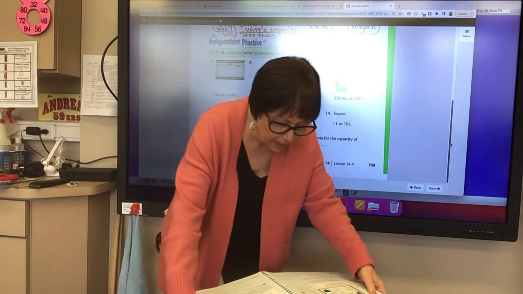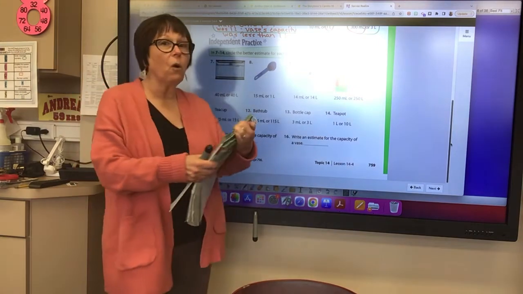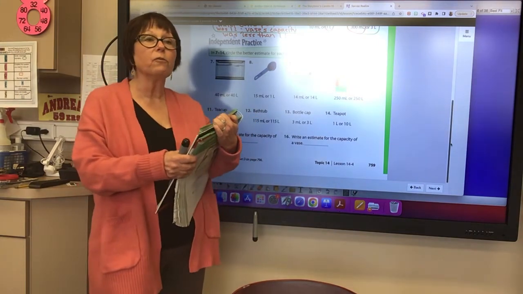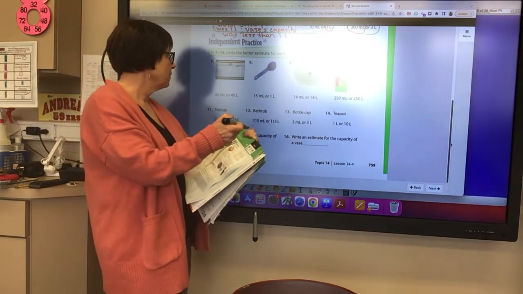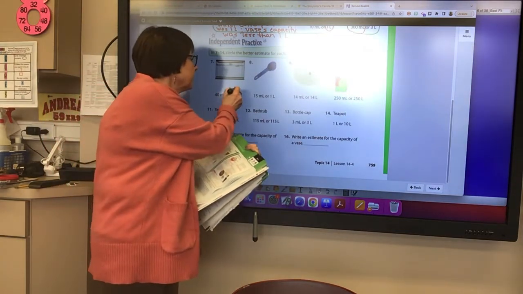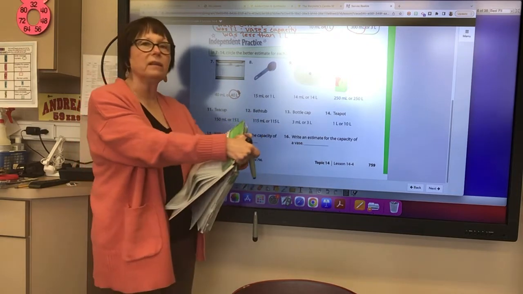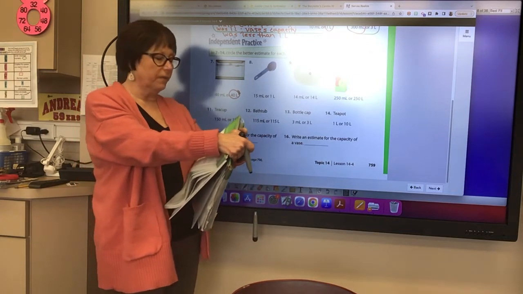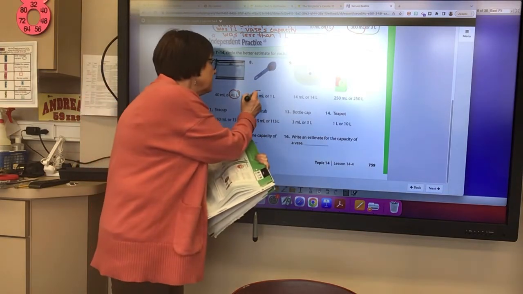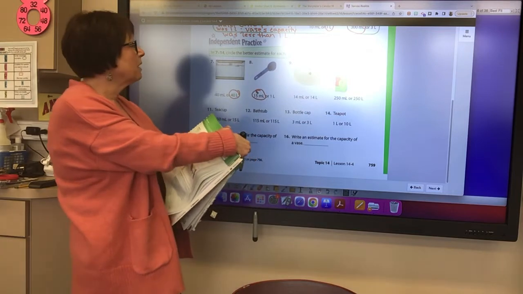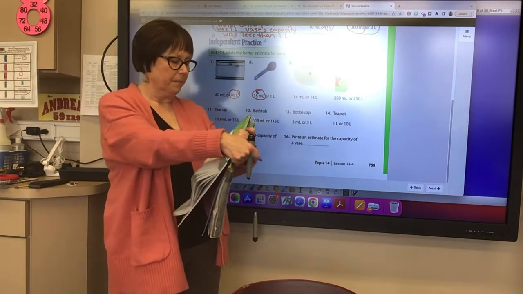So let's look here. Fish tank. Is this fish tank going to hold 40 milliliters or 40 liters? About maybe 40 liters. It's 40 liters. How about this measuring spoon? Is it 50 milliliters or 1 liter? 15 milliliters. How about this sink? 14 milliliters or 14 liters?